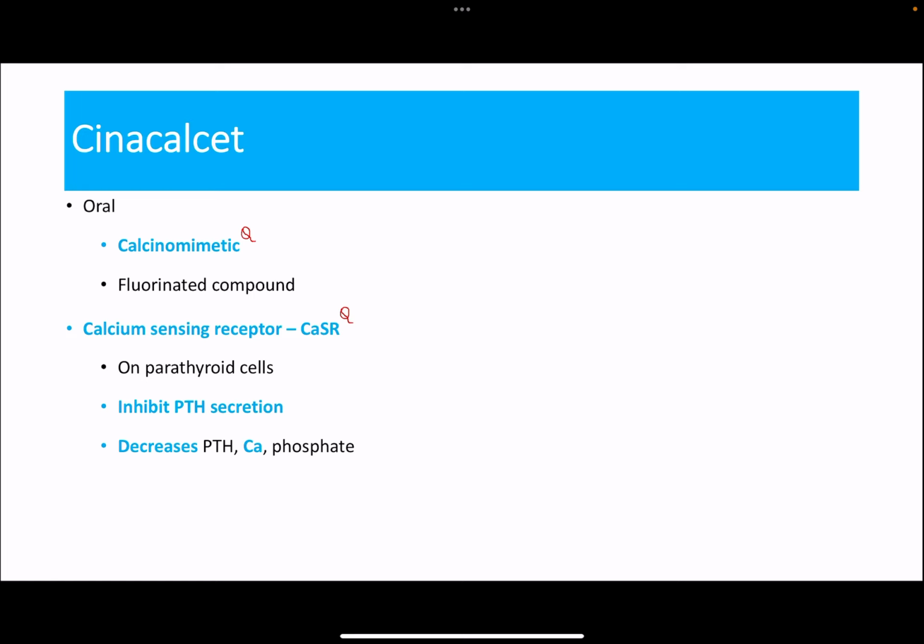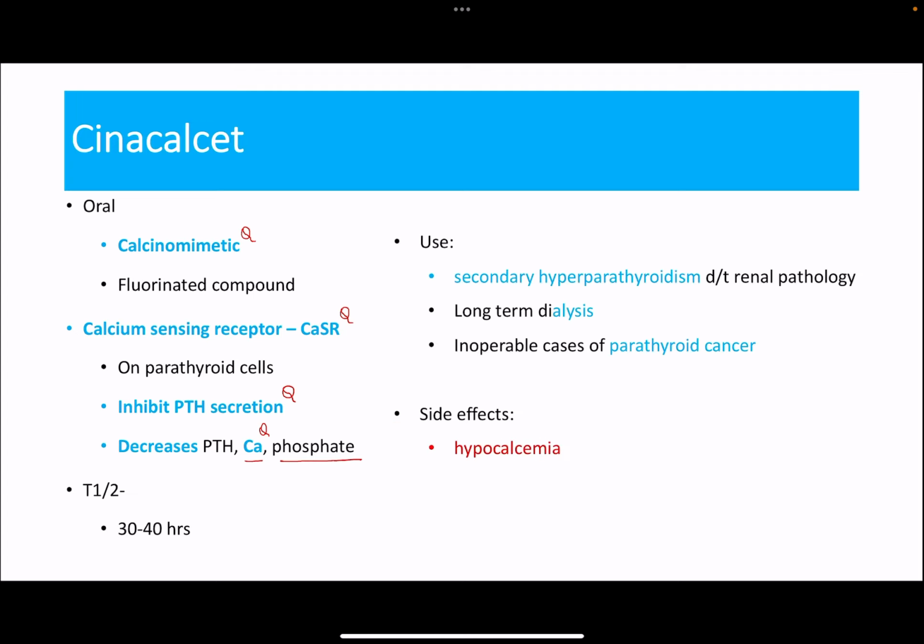Basically it is going to inhibit the parathyroid secretion. So please remember, it will inhibit the parathyroid hormone secretion and decrease the parathyroid hormone itself, as well as calcium also, and also the phosphate. The half-life of Cinacalcet will be around 30 to 40 hours. So let's move on to the uses and adverse effects.